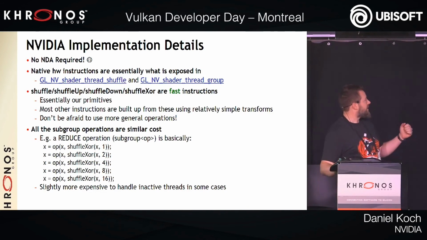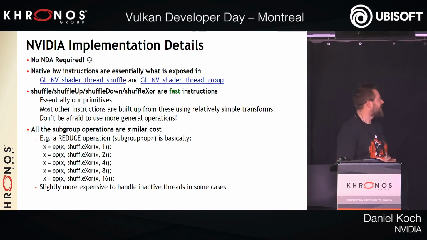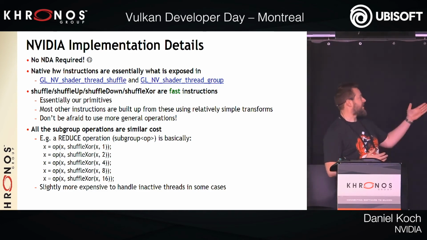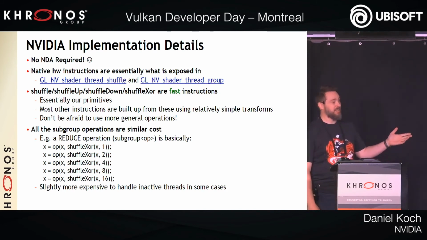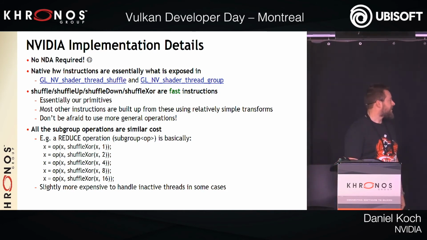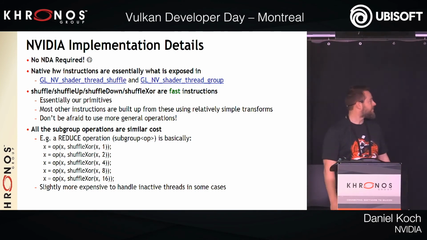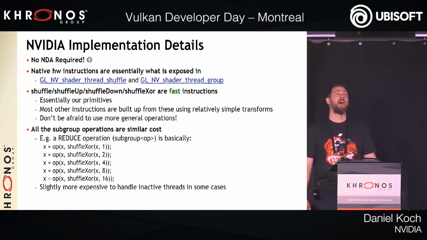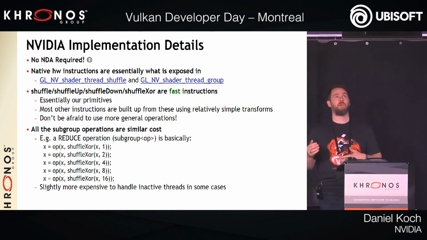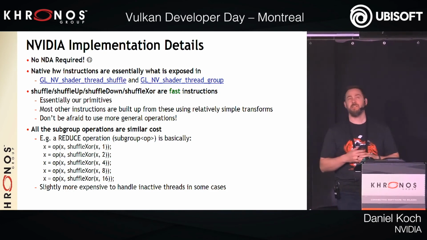So just some general details about NVIDIA subgroup implementations. Not under NDA here. Essentially, our native hardware instructions for subgroups are what's documented in the GL extensions for shader thread group and shader thread shuffle. Basically, we've got native shuffle, shuffle up, shuffle down, and shuffle XOR instructions, and they're fast instructions. Those are basically our primitives that the other subgroup operations are built up from via relatively simple transforms.